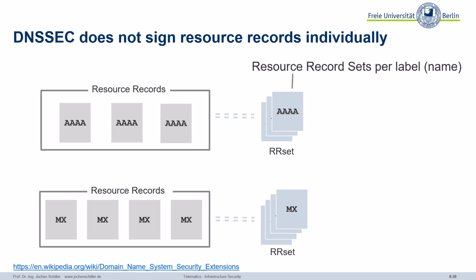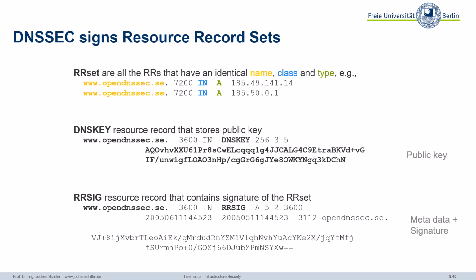So for example, bring together all the resource records that are related to the addresses, IPv6 addresses for example, and this makes a resource record set, and then you can sign the set. Or all the resource records about the MX records, so for the mail exchanger, and you sign the whole set. So how do you create such a set, and how do you sign this?